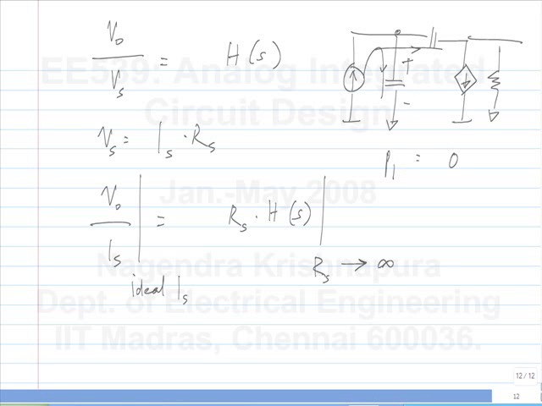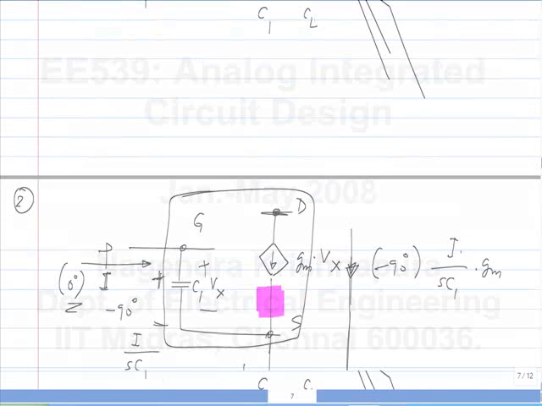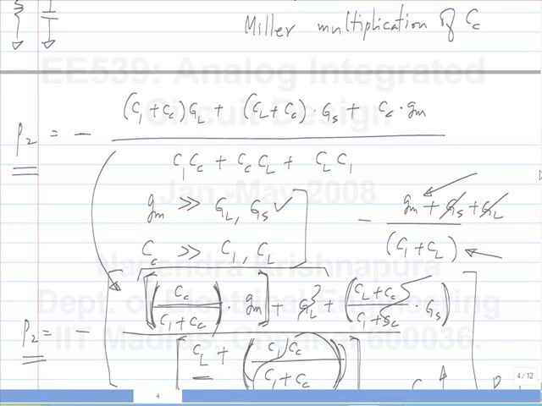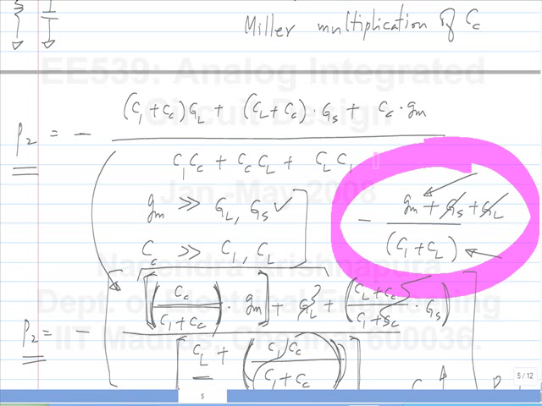Where is the other pole? Where is the second pole of the transfer function? Where was it before when we drove it with the voltage source? Yeah, so here it is. It's approximately Gm by Cl, right? If Cc is large, or it is some fraction of Gm, the second expression here, divided by Cl. So that's what it's going to be even with the current source.